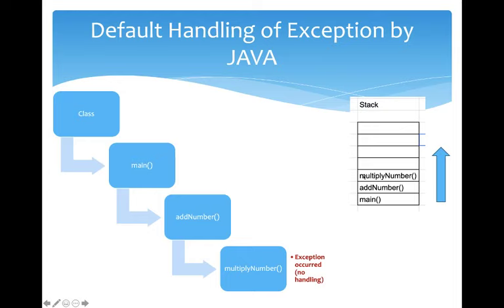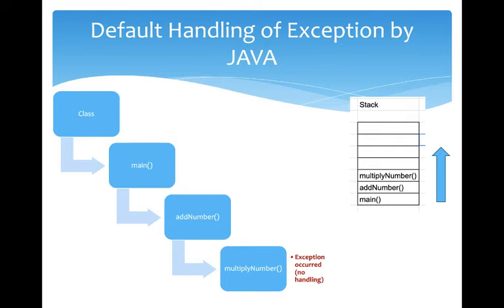Now if the exception happens in multiply number and this method is not handling it, the JVM will ask, I got an exception, are you handling it? It says, no, I'm not handling the exception in my method. So it removes the entry from the stack and asks add number, you are calling a multiply number method which gave an exception, are you handling it? Add number says, no, I'm also not handling the exception. It will stop add number, remove it from the stack, and then finally go to the main method.